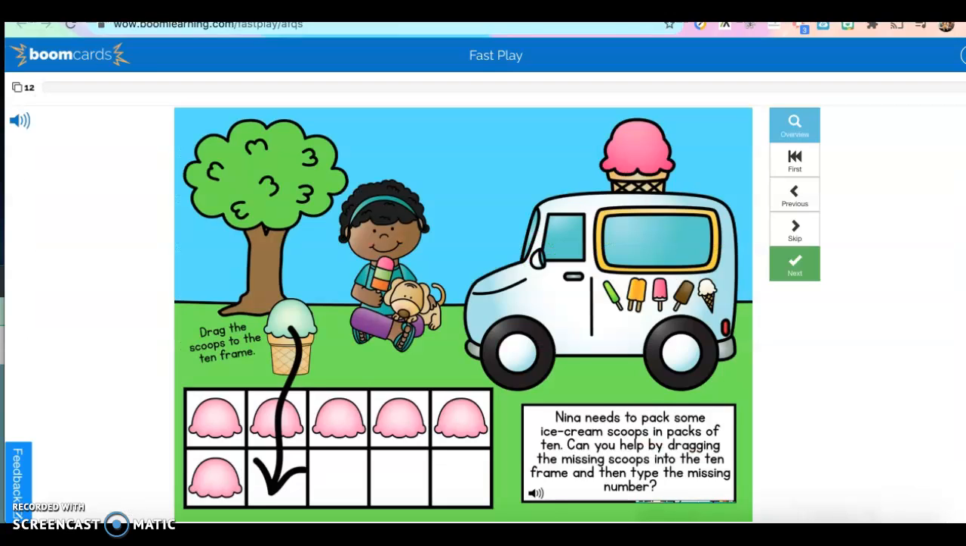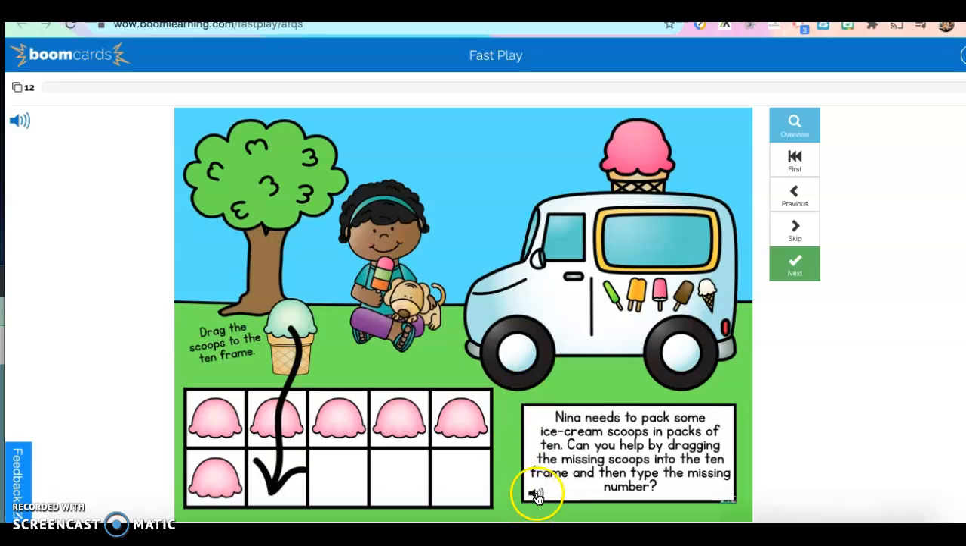10. So this is the activity that I assigned for us today. It also has the instructions, but it says drag the scoops to the 10 frame. So here's our 10 frame. And we're going to use these blue scoops to make 10. So it says Nina needs to pack some ice cream scoops in packs of 10.